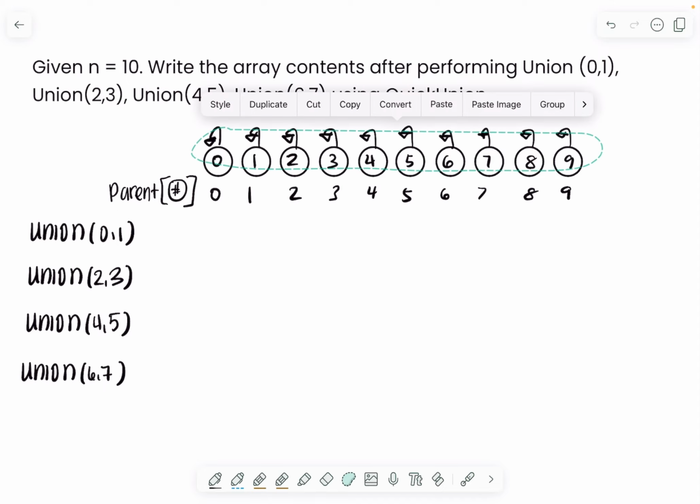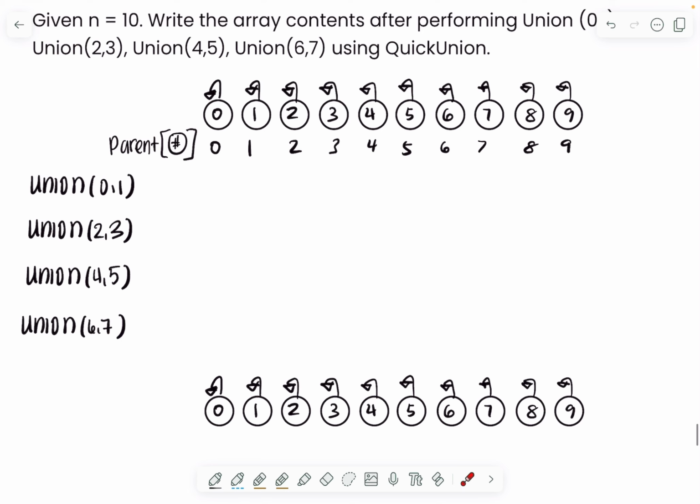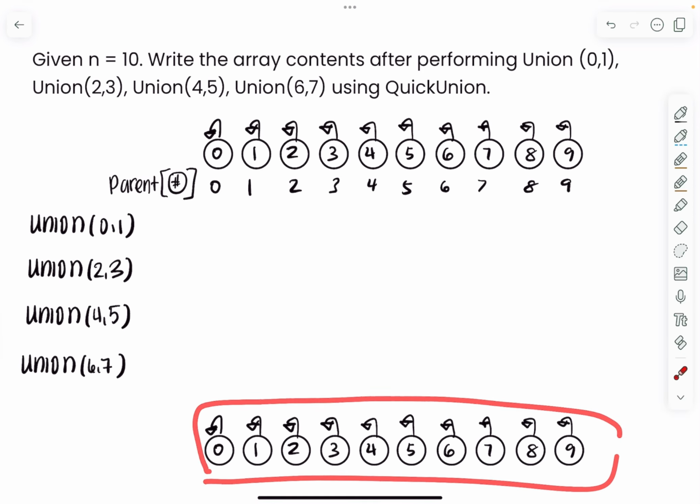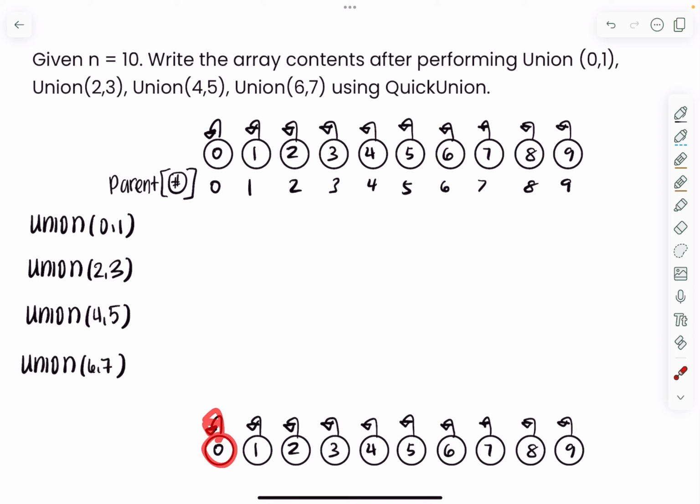So what I like to do is copy and paste down here, so as I'm doing the unions, I'll show you visually how they're connecting. So right now, this is how we start, with each vertex being both the root of itself and the parent. Now we have everything we need to get started.